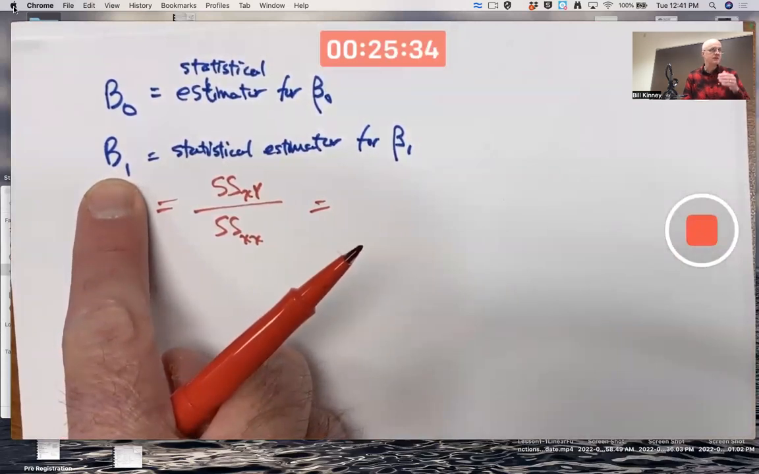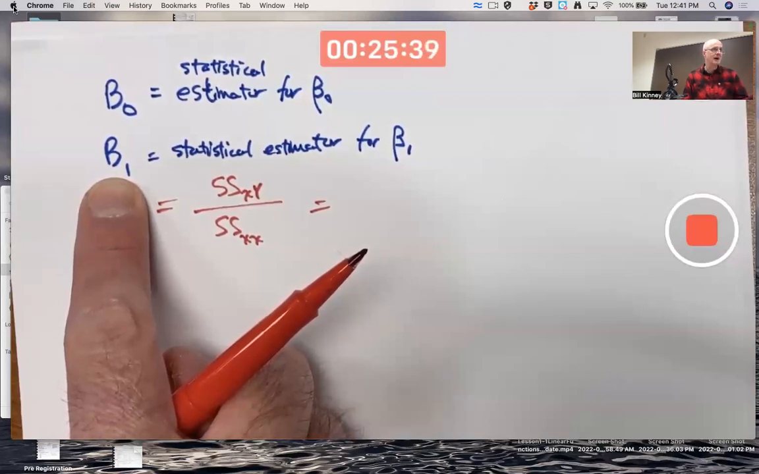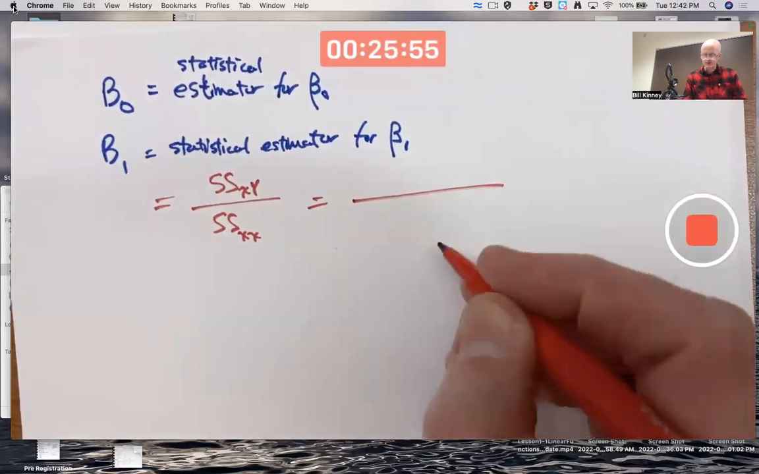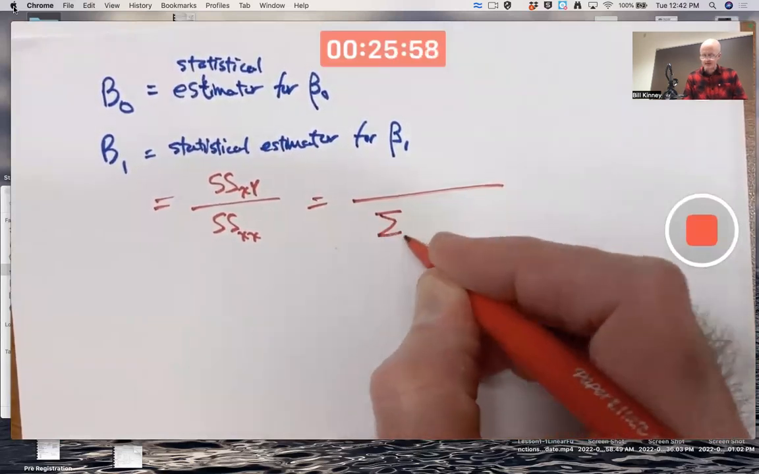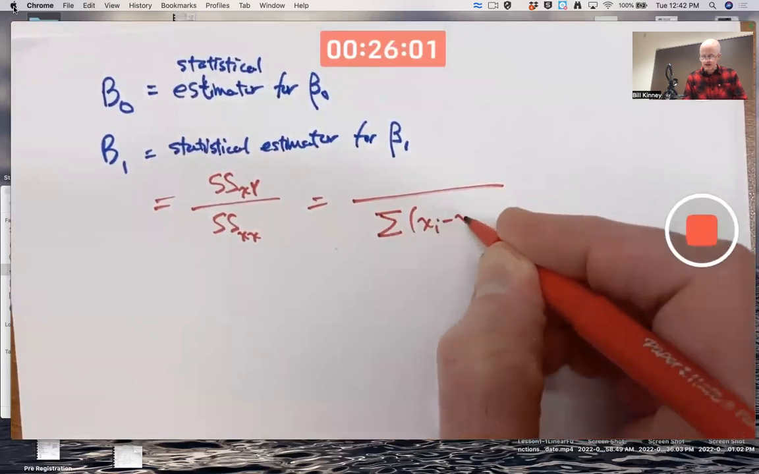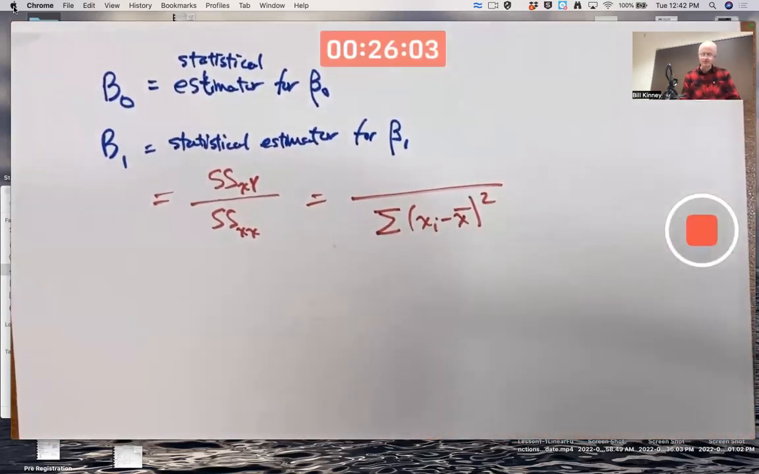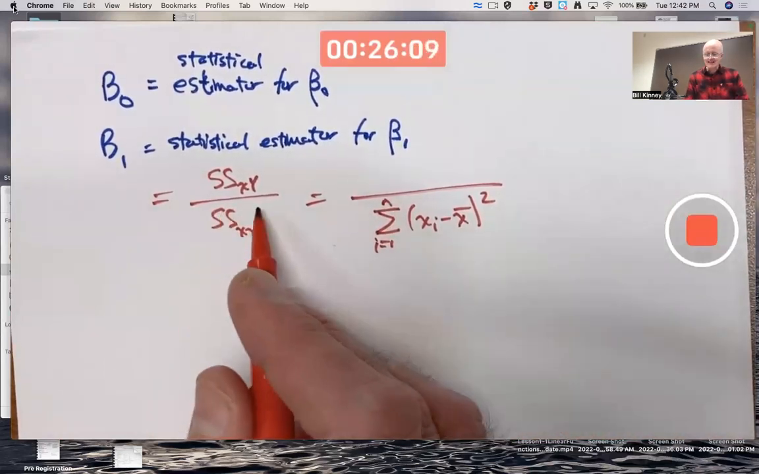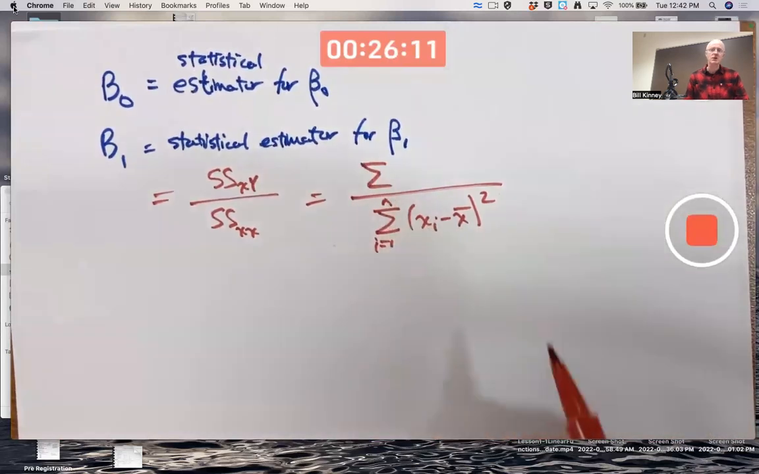Remember, the x's are thought of as being fixed numbers chosen by the experimenter. The Y's are the response variables that are random. These kinds of perspectives are really important if you're going to fully get this and fully get how to apply it in real life. But what are the sums of squares? SSXX truly is a sum of squares. It goes from 1 to n. SSXY is actually not a sum of squares, but we use the SS notation anyway.